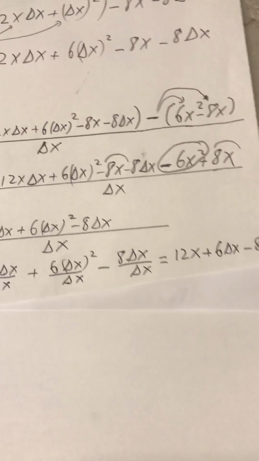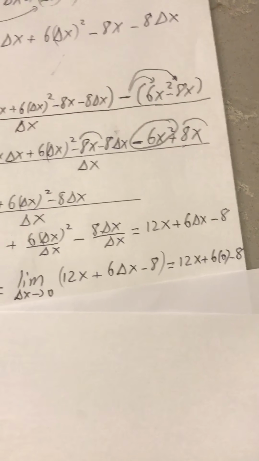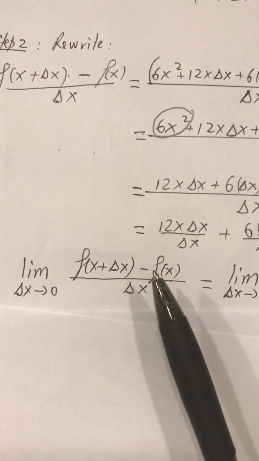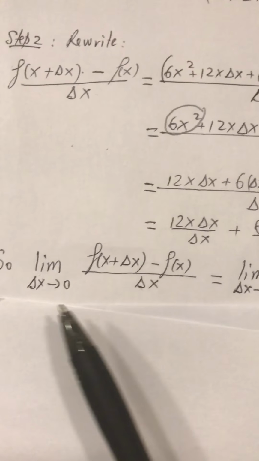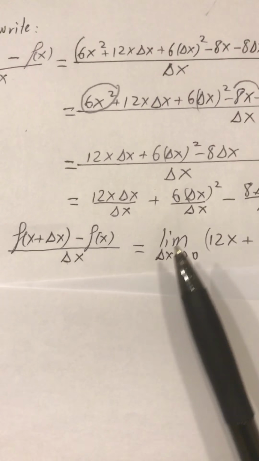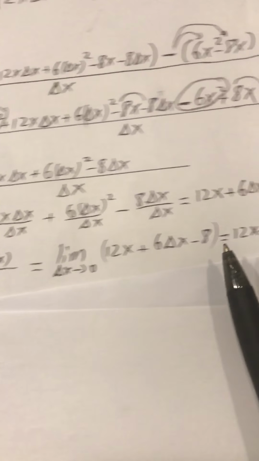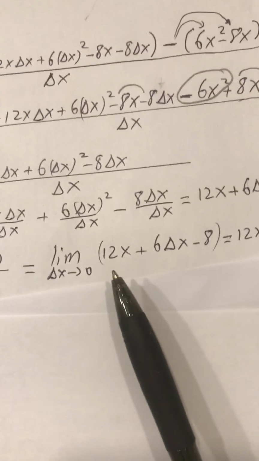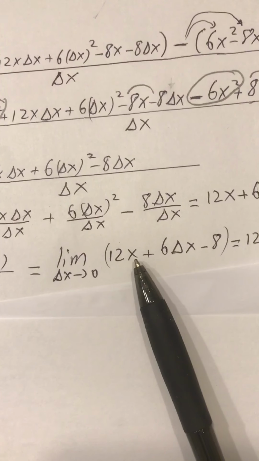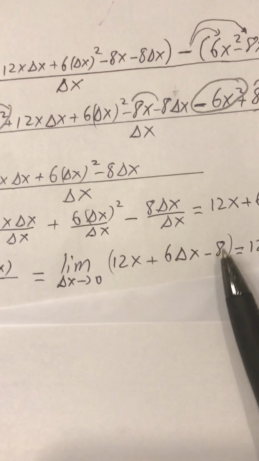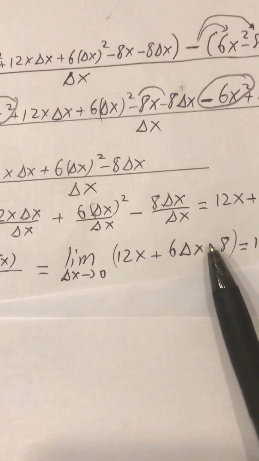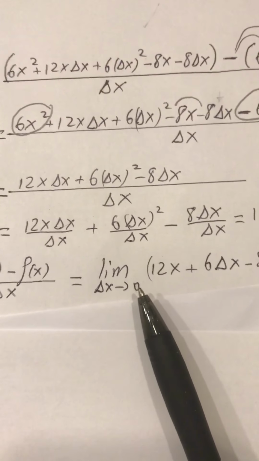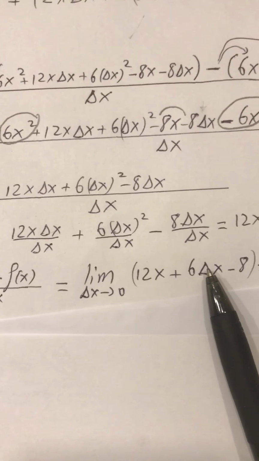And then what we do next is take the limit when delta x goes to 0. So the limit of f of x plus delta x minus f of x over delta x when delta x goes to 0 is the same as the limit when delta x goes to 0 of our result, which is 12x plus 6 delta x minus 8. Taking the limit just means replace this delta x by 0, because delta x is going to be very close to 0.